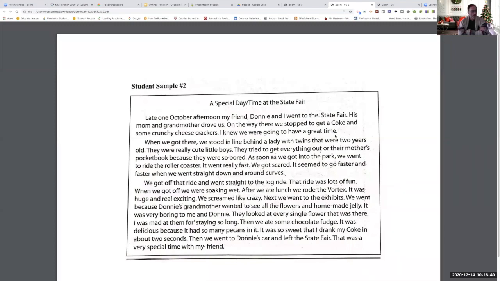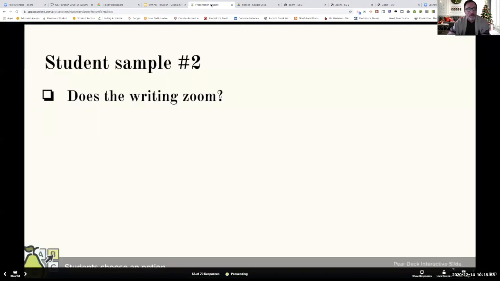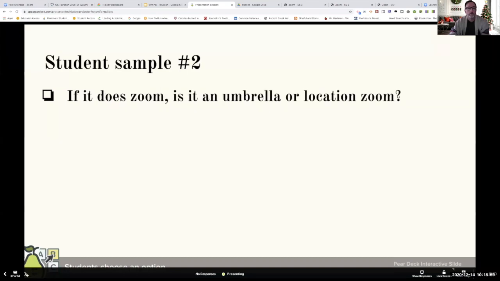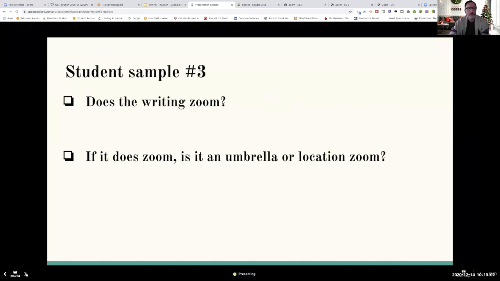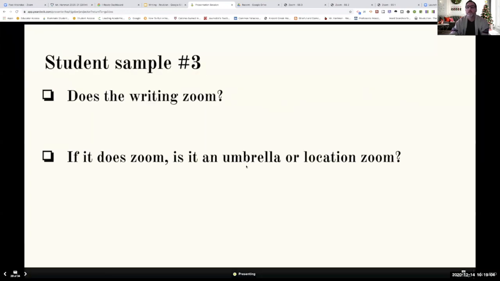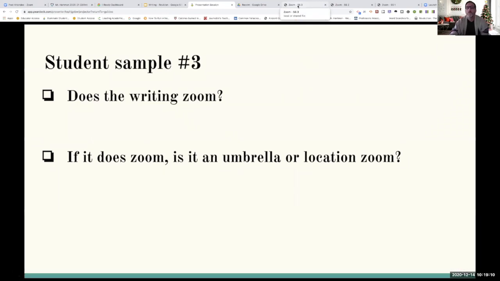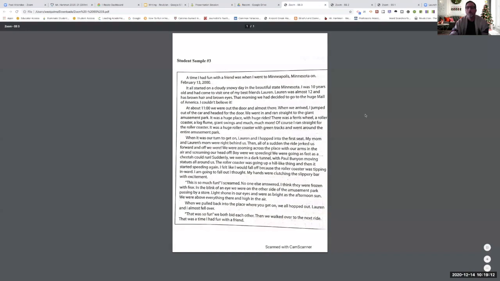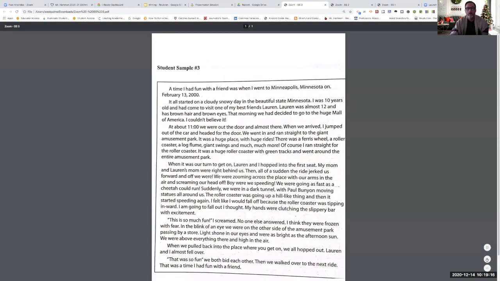So no zoom on that one. No zoom on that one. So that was kind of a tricky one. Nope, no zoom there. All right, let's take a look at a final example here. All right, let's take a look at this one. It's kind of an interesting one.